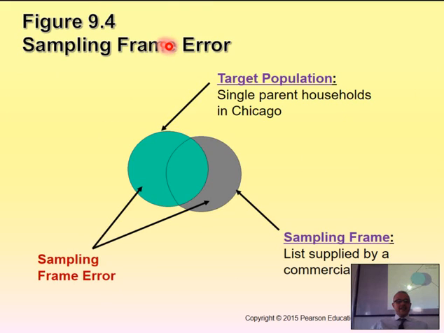So here we've got the idea or the issue of sampling frame error. Now, how do you make an error? Let's look at this case. Here we've got this target population, which is the circle. Okay, single parent households in Chicago.